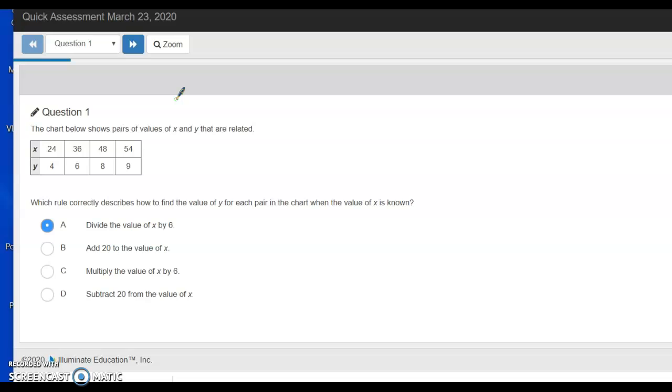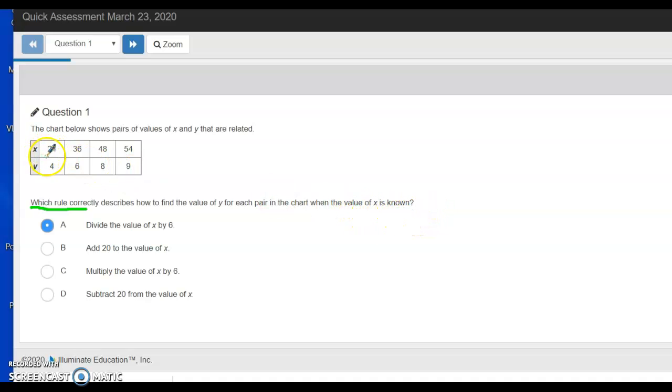On question number 1, it says the chart below shows pairs of X values and Y values that are related. Like we've been doing with the coordinate planes, we have an X and a Y axis, and those points tell us where to place them. They want us to look at a rule, because there's always going to be a rule with those X and Y axes. It says, which rule correctly describes how to find the value of Y for each pair in the chart when the value of X is known?